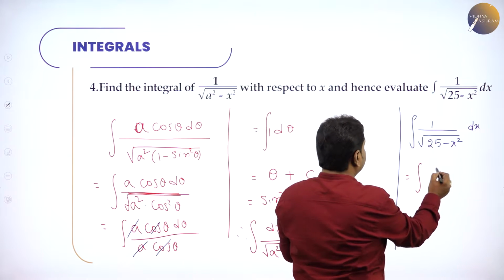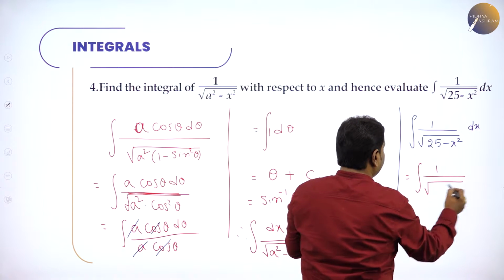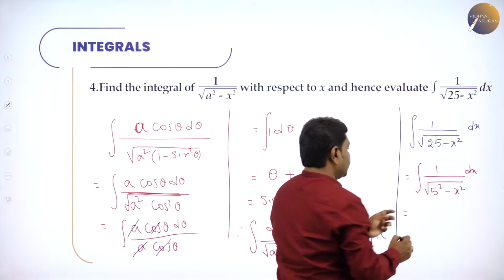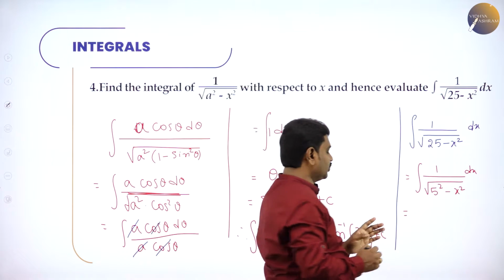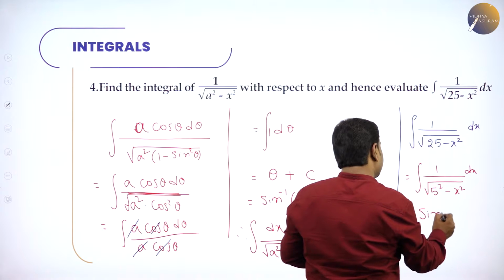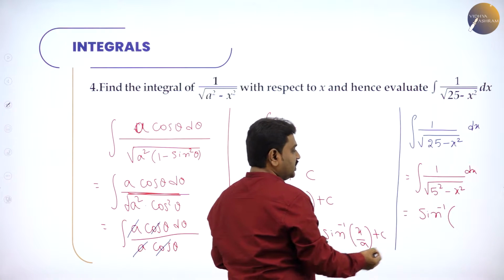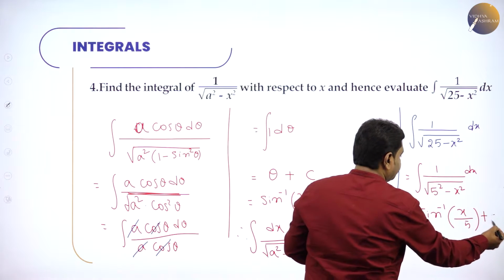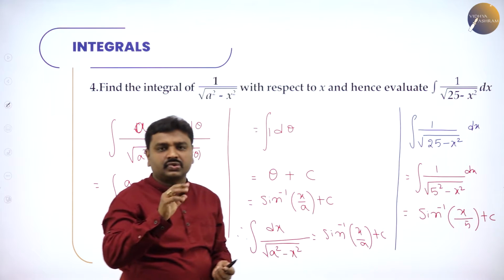That is integration of, can I write it as, root of 5 square minus x square dx. So now it is in the form of integration of 1 divided by root of a square minus x square. The answer is sin inverse x by a plus c, using the formula. Sin inverse x by a, in the place of a what we have? 5, plus c. That's it. I hope all of you understood this.